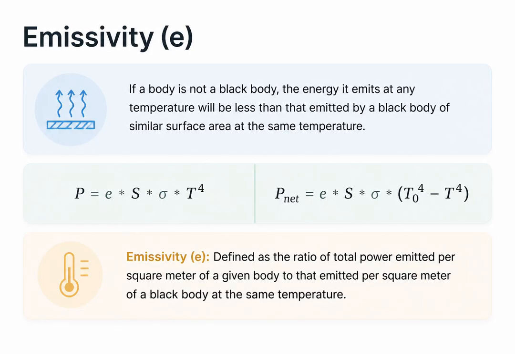Up to this point, we have assumed our objects are perfect black bodies. In reality, most objects emit less energy than a perfect black body would at the exact same temperature. We account for this using a dimensionless factor called emissivity, represented by the letter E. Emissivity is the ratio of the power actually emitted by the body to the power that would be emitted by a perfect black body. We simply multiply our previous Stefan's law and net power equations by this factor E.